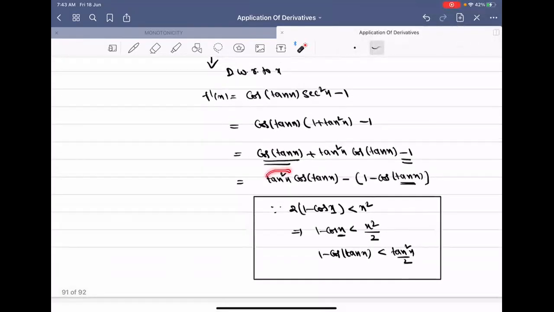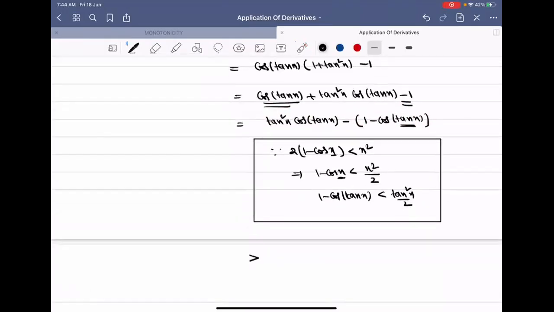See, this is tan square x times cos of tan x minus a quantity. Now what I am doing is subtracting from this the greater quantity. The actual quantity is 1 minus cos of tan x, but I am subtracting a value greater than this. If you subtract the greater value, this becomes less than, yes, because it reduces. Therefore this total value is less than tan square x into cos of tan x minus tan square x by 2.